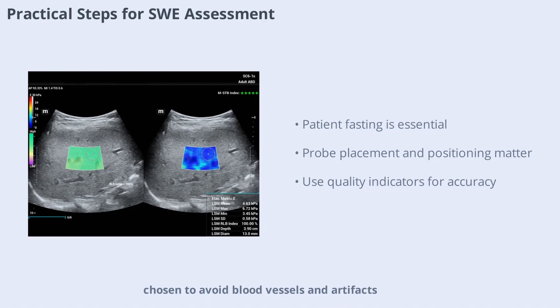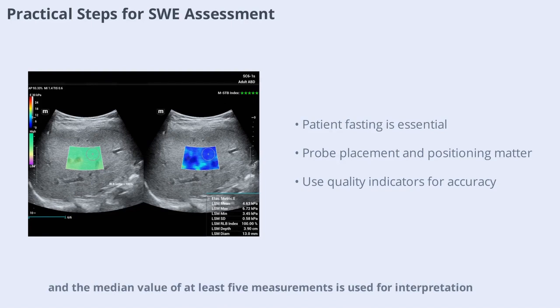The probe is placed perpendicular to the liver capsule, and the region of interest is carefully chosen to avoid blood vessels and artifacts. Multiple high-quality images are captured, and the median value of at least 5 measurements is used for interpretation. Quality indicators, such as motion stability and reliability indices, help ensure that only the best data is analyzed. These practical steps help clinicians stage NAFLD accurately and guide further management.